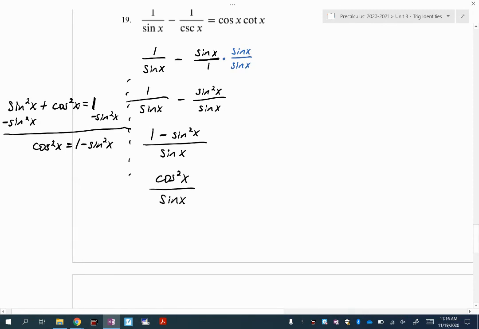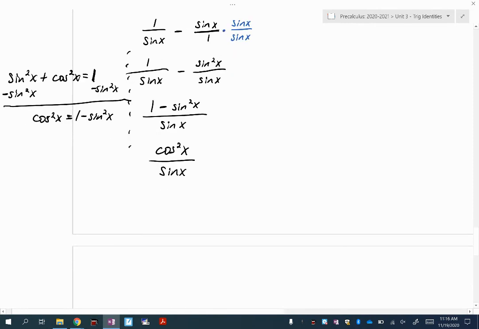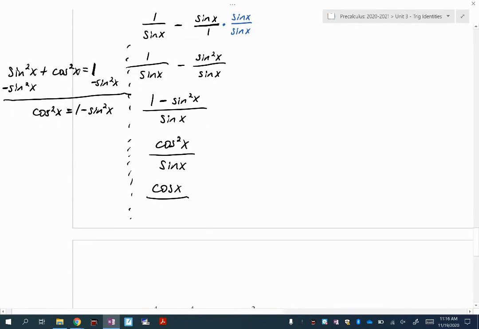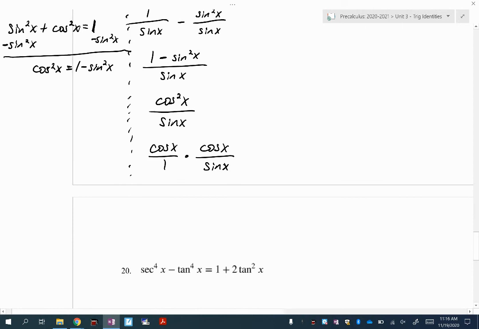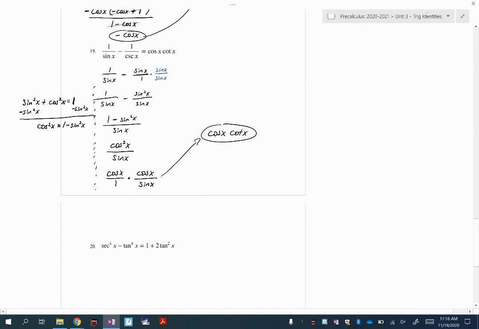Now, I'm not there yet, all right? But if you look, I have 2 cosines in the top. So I can write this as cosine of x over 1 times cosine of x over sine of x, all right? And cosine of x over sine of x is the same as cotangent of x. So this becomes cosine of x times cotangent of x, which is the other side.